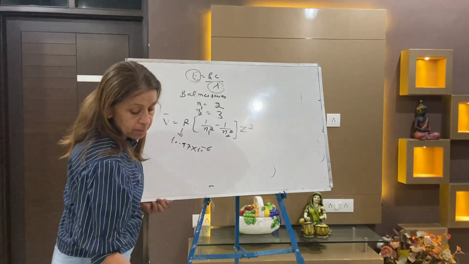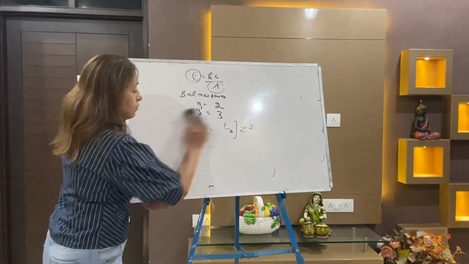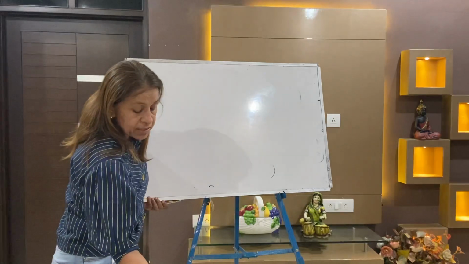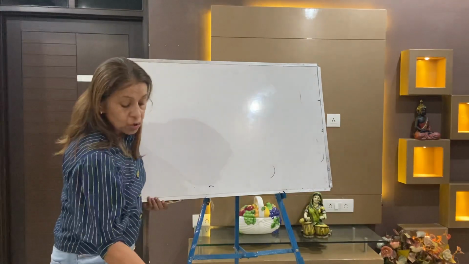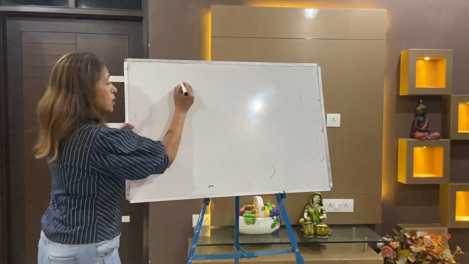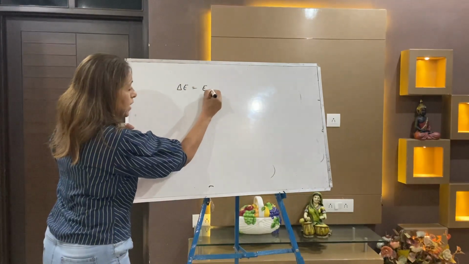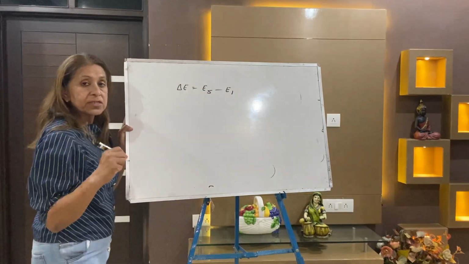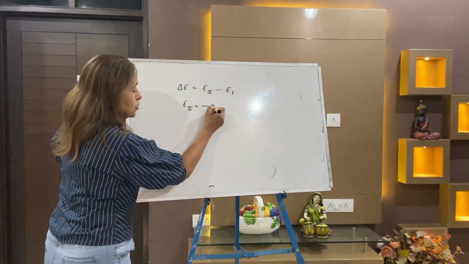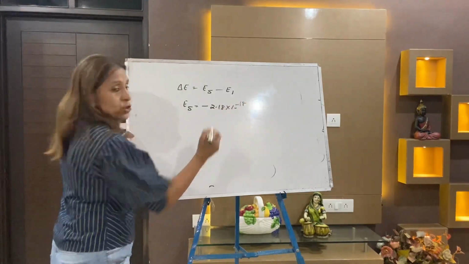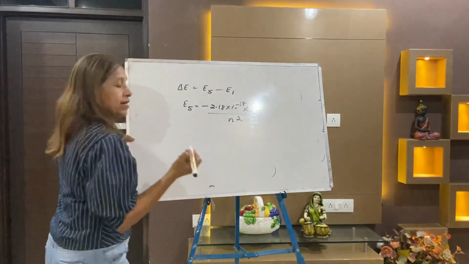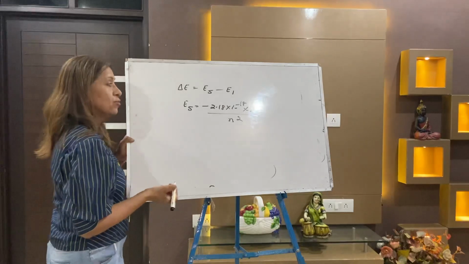Now I'm taking question number 18, again of Bohr's model. The question is, what is the energy required in joules to shift the electron from the first orbit to the fifth orbit? So you write delta E is equal to E5 minus E1. From the first orbit to the fifth orbit, you calculate the energy of each shell. E5 is equal to minus 2.18 into 10 raised to power minus 18 into Z square by n square. Z is 1 and n is 5. You calculate it and put it here.